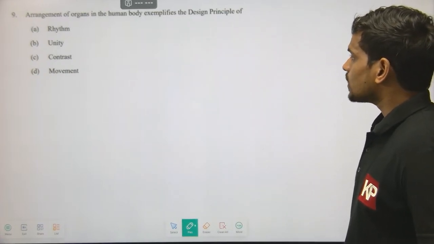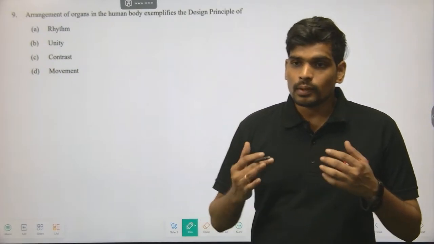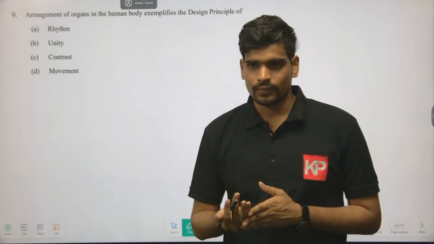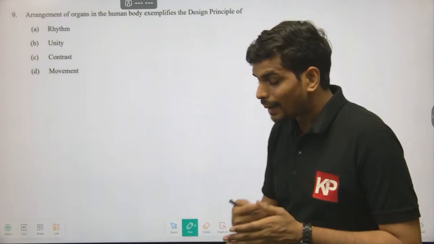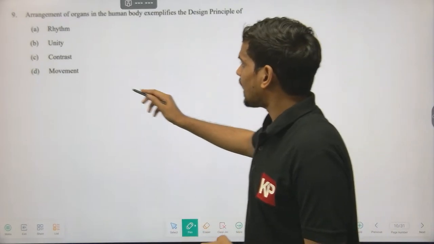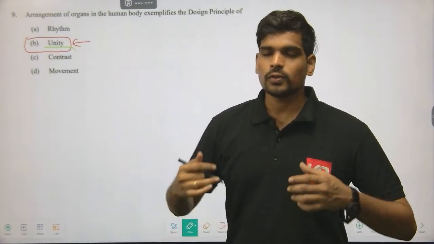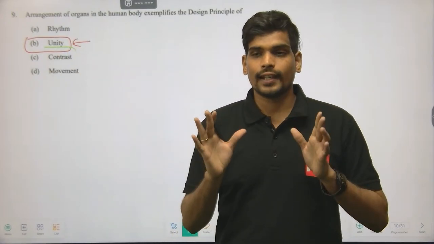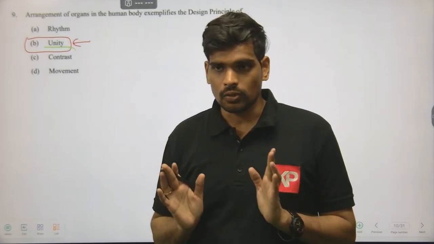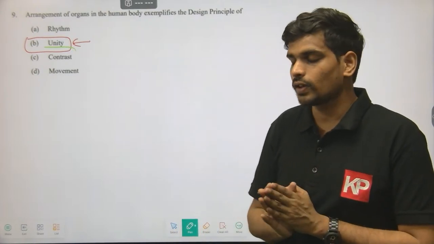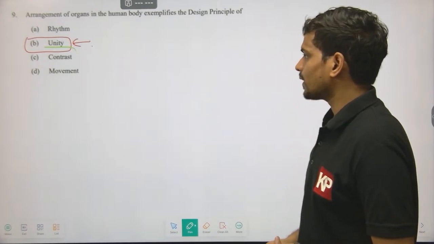Arrangement of organs in human body exemplifies the design principle of the best. Human body is a best example for a lot of design principles, including symmetry, because you have that biaxial symmetry, bilateral symmetry. Other than that, you also have unity in the composition of human body. You don't feel that a human body is not a single element. So intrinsically, we feel that, okay, human body is a complete composition, a single unit. One person is a single unit or full complete with complete unity in it, right? So that is the most appropriate answer.